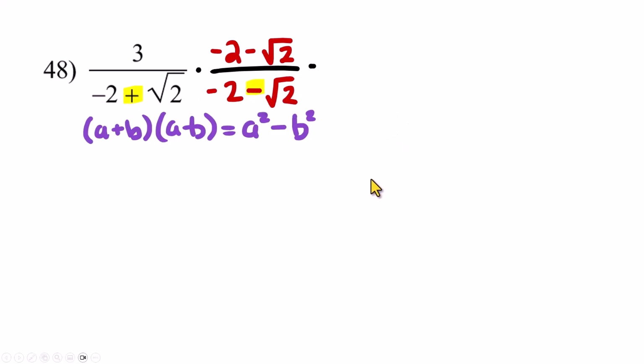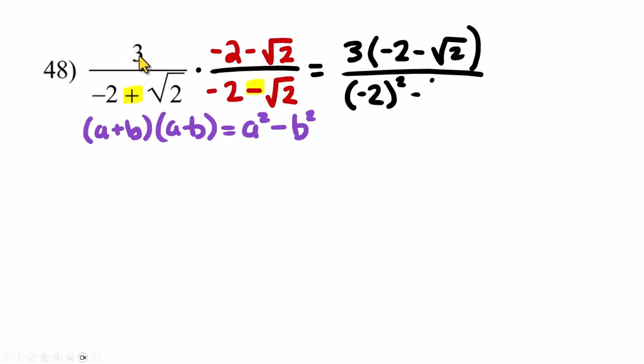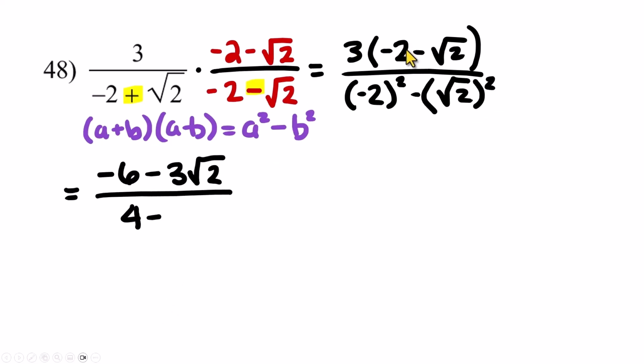Now when we multiply this out, the top will become 3 times the quantity, negative 2 minus root 2. And on the bottom, you're just going to square each one of these terms. So it'd be negative 2 squared minus square root of 2 squared. So the top is going to become 3 times negative 2 is negative 6. 3 times negative root 2 is negative 3 root 2. And then on the bottom, negative 2 squared is a positive 4. And root 2 squared is just 2. So this turns into 4 minus 2.